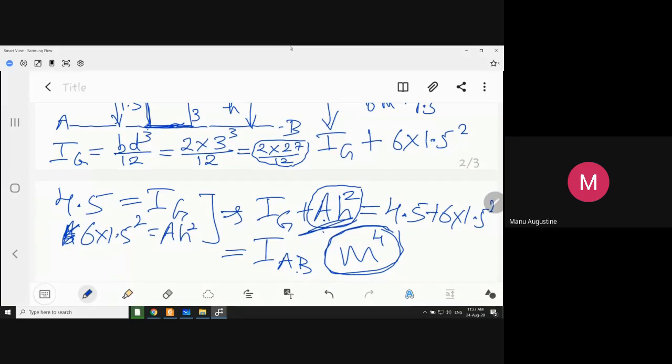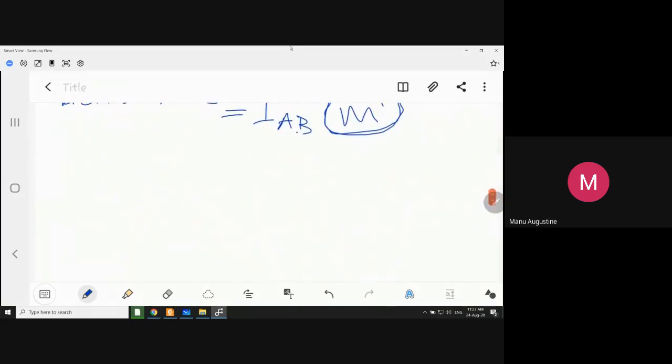Okay. Another question for your practice. This time I am not going to help you. All those who are paying attention, please try to solve this question on your own.